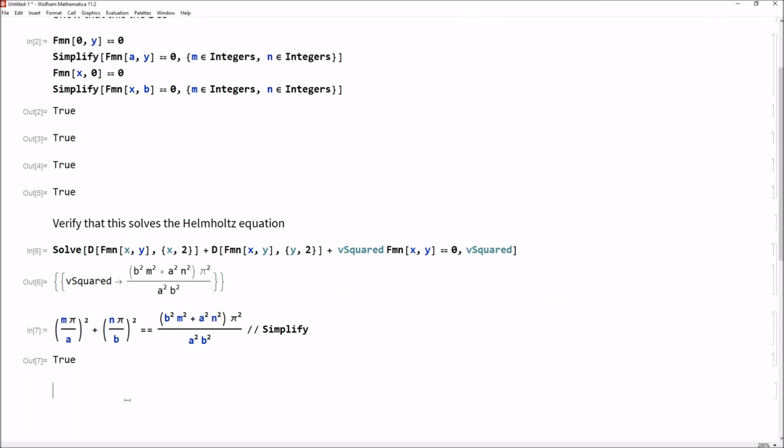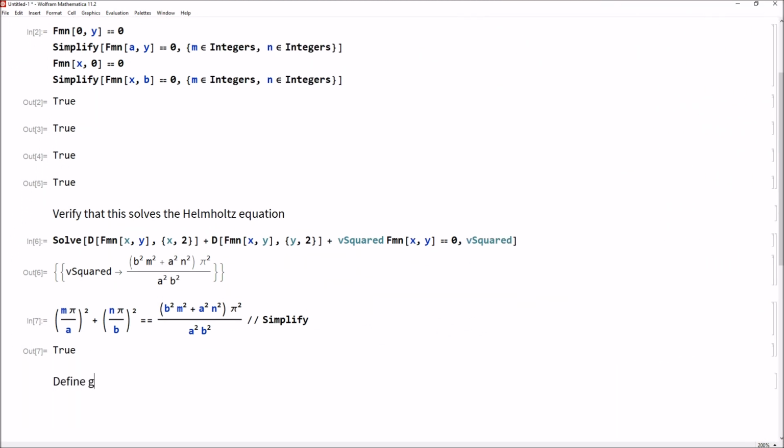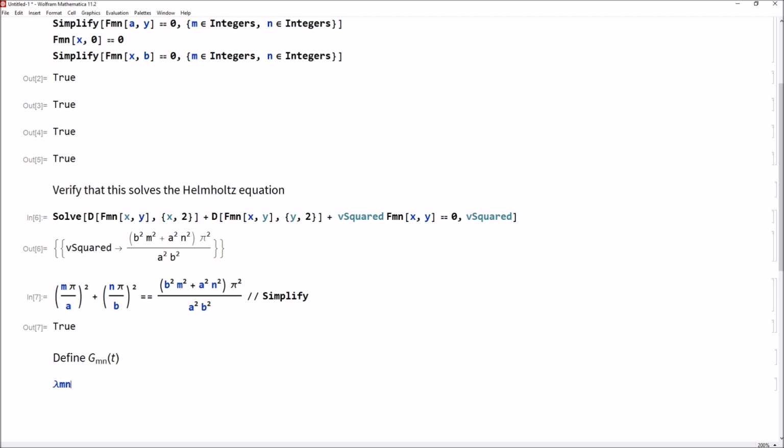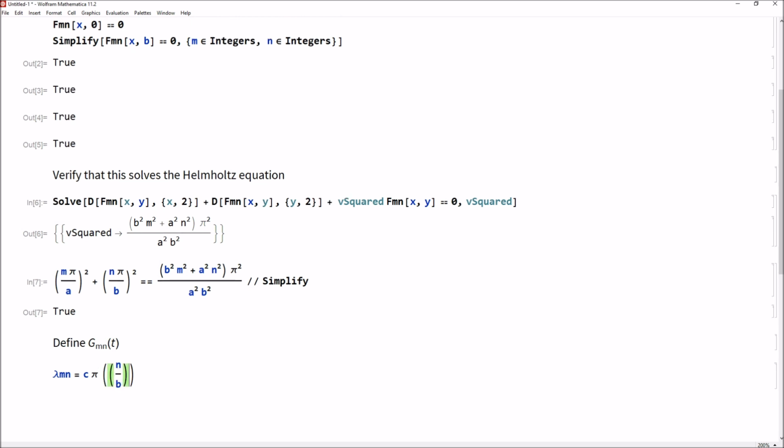All right, so let's go ahead and define our function g_mn of t, right? This was our solution to the temporal equation, and I believe first what we should do is define the eigenvalues, because we saw that the solution g_mn is a function of those eigenvalues. So I think we said this was c pi times the quantity n over b, squared, plus the ratio of m over a, squared, and this whole thing was square rooted, right?